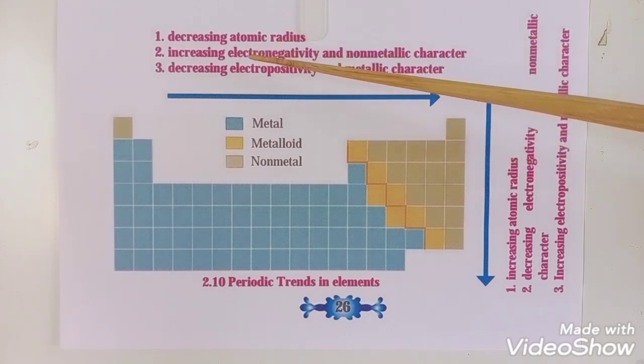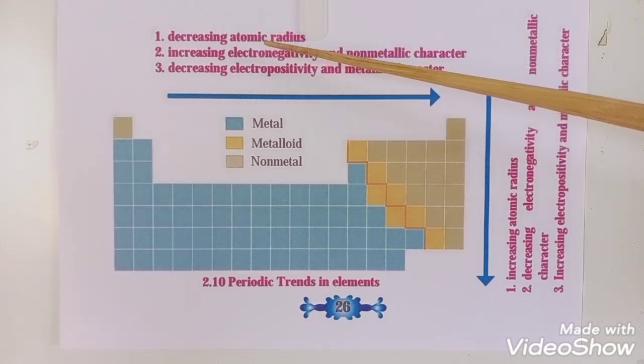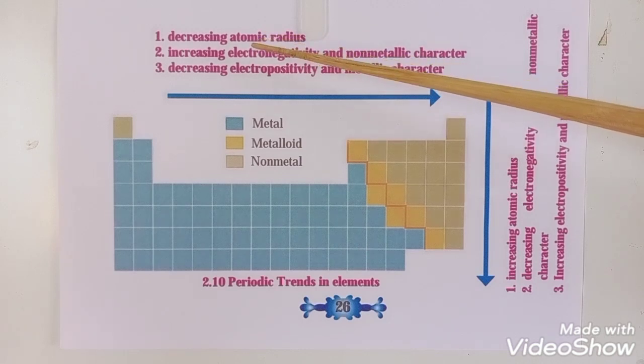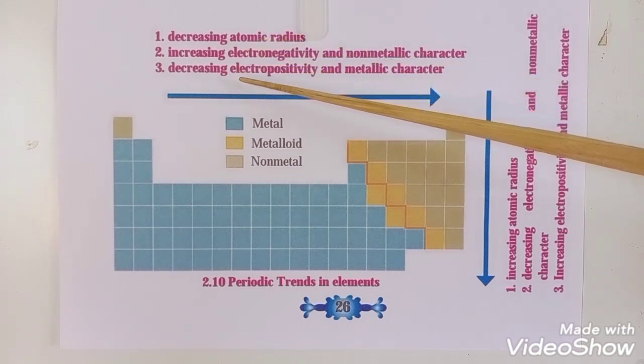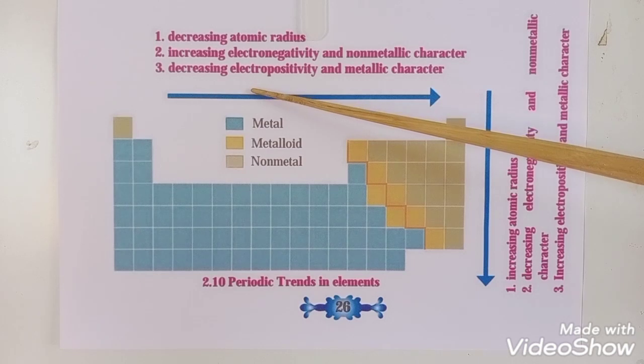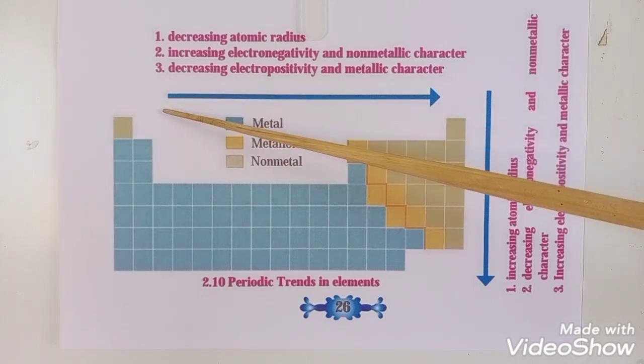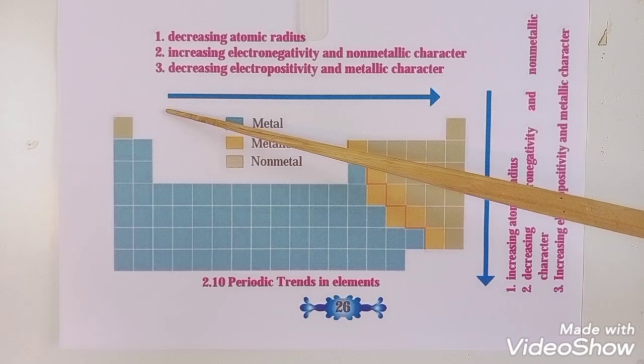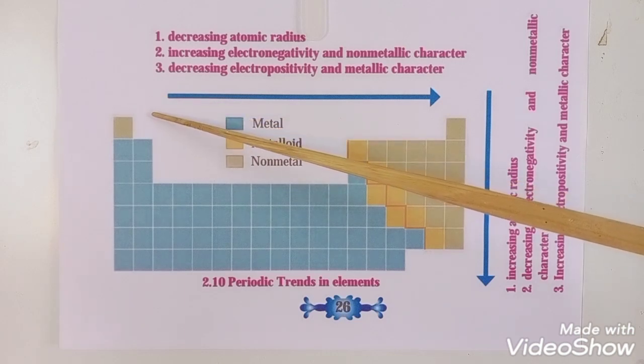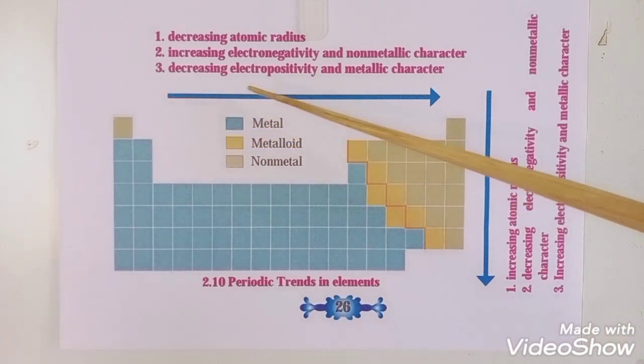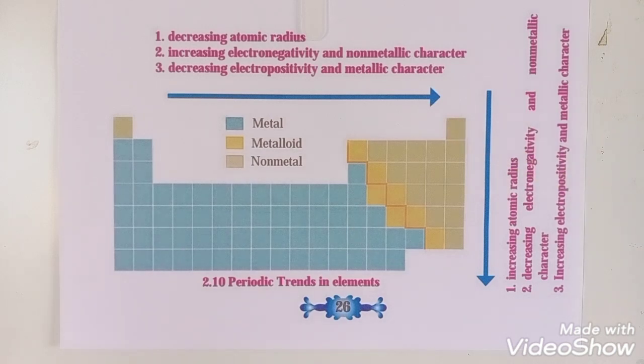The metallic character of an atom is the tendency to lose electrons. That means the element loses electrons to form a positively charged cation, and those elements which have this ability to form the cation are called metals. Therefore, metals are considered electropositive.